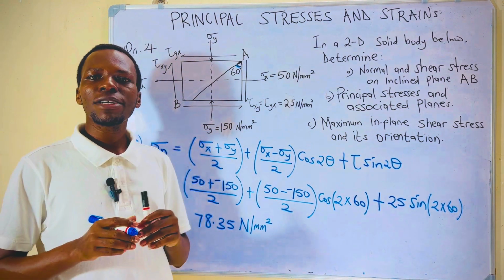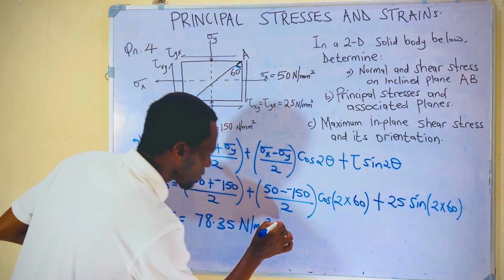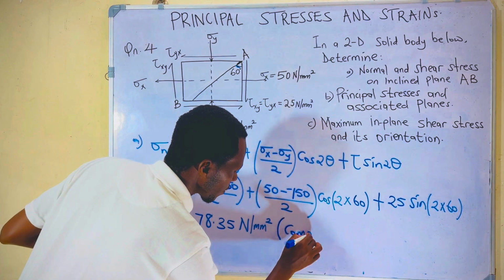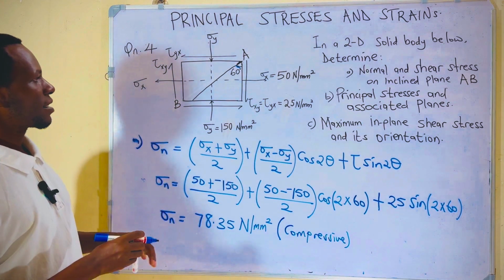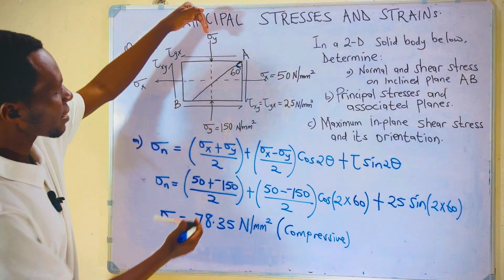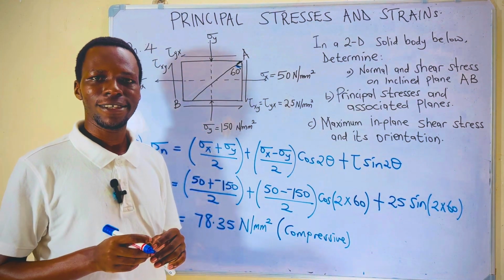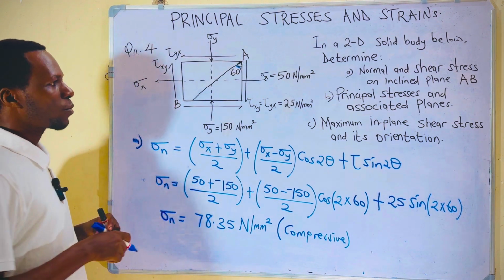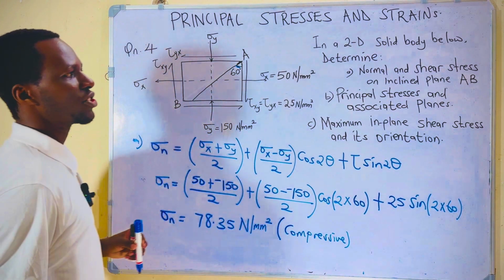Now the answer is coming to negative. Negative, once you get it, it simply means this sigma normal is compressive. Okay, is compressive. So you take note of that. Sigma normal is compressive, just like this one, which is compressive. So when you get negative, it means it's compressive. Okay, so this is for sigma normal, which is for the normal stress. Now we have to find for tangential stress.